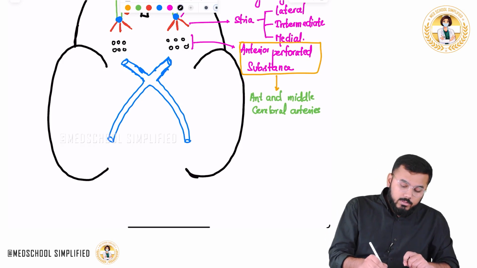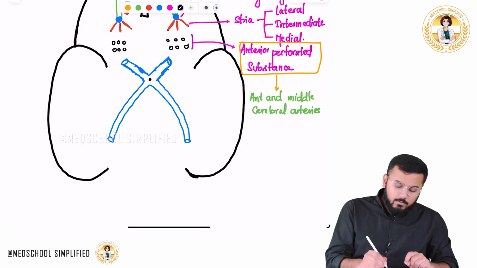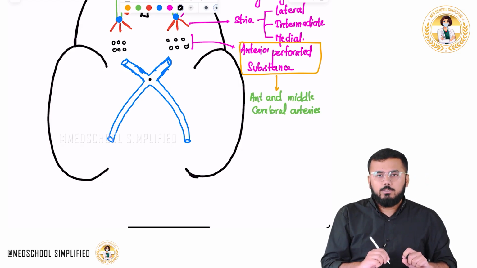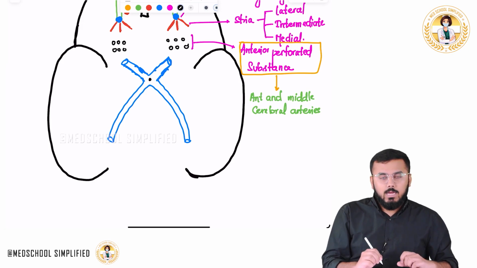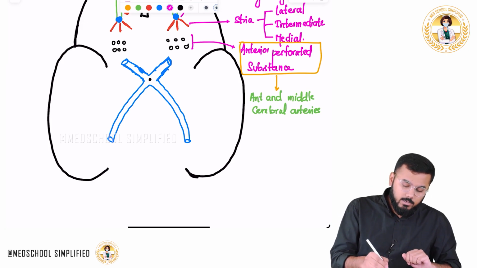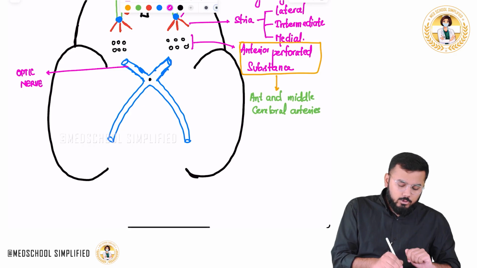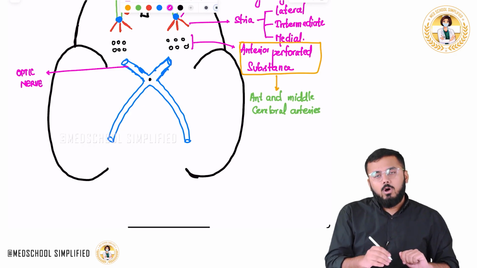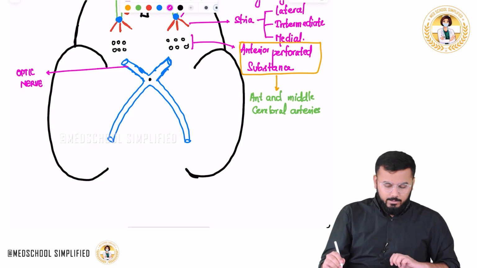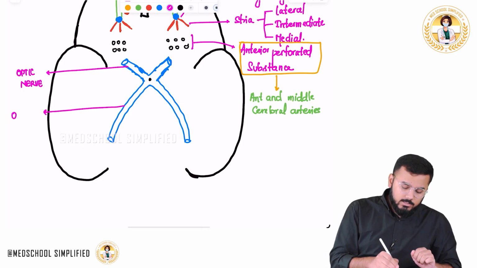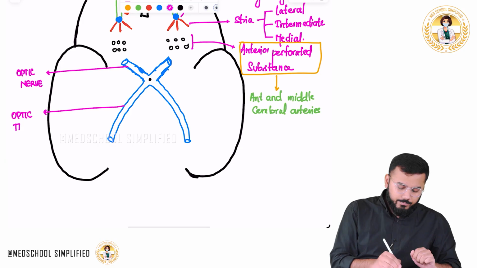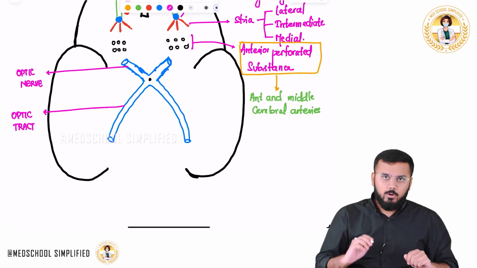Now, this center dot which I am putting right now is called your optic chiasma. And the upper two things are called optic nerves. For example, this one over here is the right optic nerve. On the other hand, that is the left optic nerve. And down here, what is this? This is called the optic tract. Right optic tract, left optic tract.